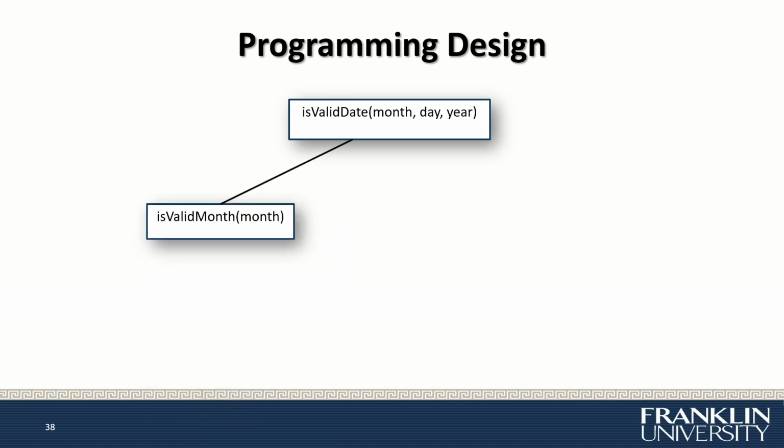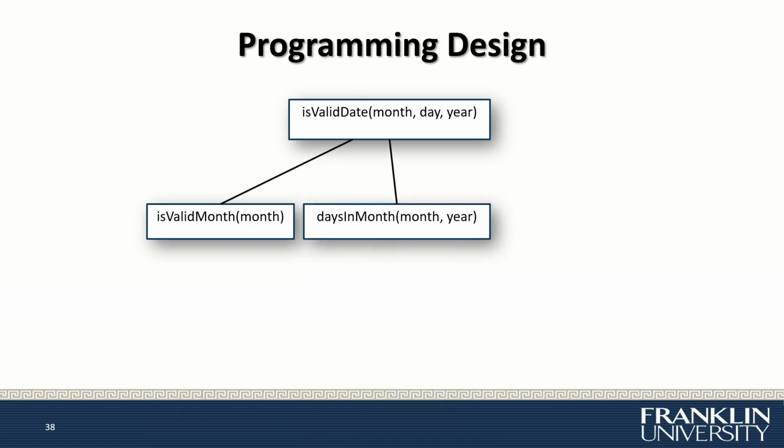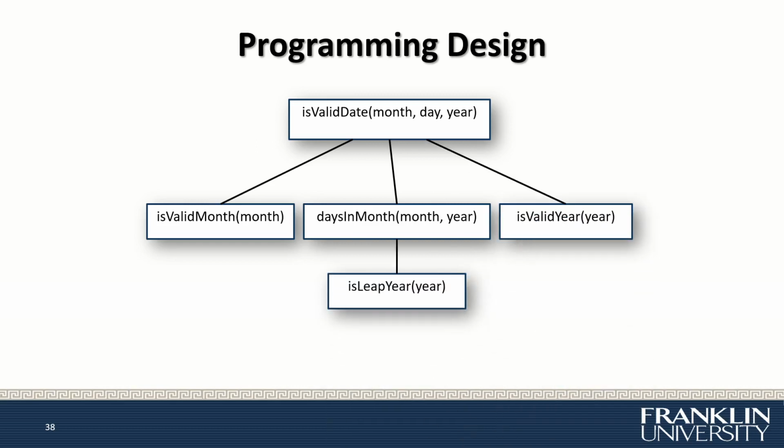And to define isValidDate, I need to know if the month is valid and how many days are in that month. For how many days are in that month, I need to know if it's a leap year or not, and if the year is valid. These three pieces of information have to be correct in order for the month, day, year to be valid.